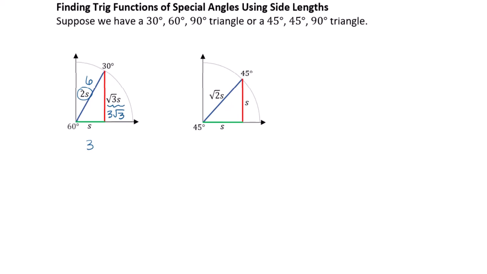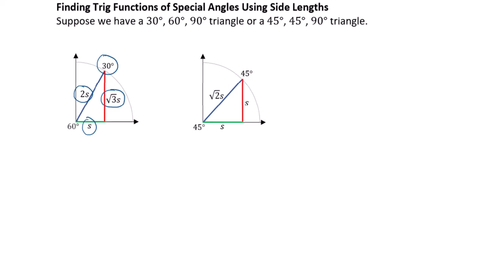And we can do the same thing with a 30-degree angle. If we have a 30-degree angle, then the side opposite, whatever measure that is, means that this other leg will be square root of 3 times S, and the hypotenuse will be 2 times S.